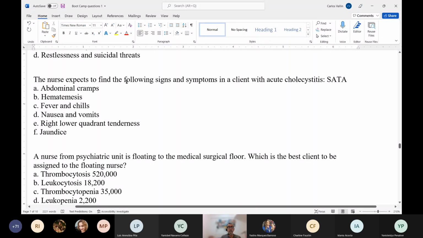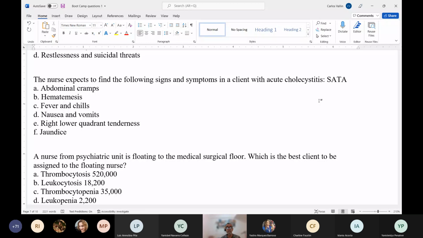The nurse expects to find the following signs and symptoms in a client with acute cholecystitis. You need to know what cholecystitis is. You have a gallbladder. The gallbladder is in the right upper quadrant, below the liver. And when you have gallstones, it can become inflamed acutely. And you can have a superinfection, a change or translocation of the flora, so you can have an infection of the gallbladder with bacteria.